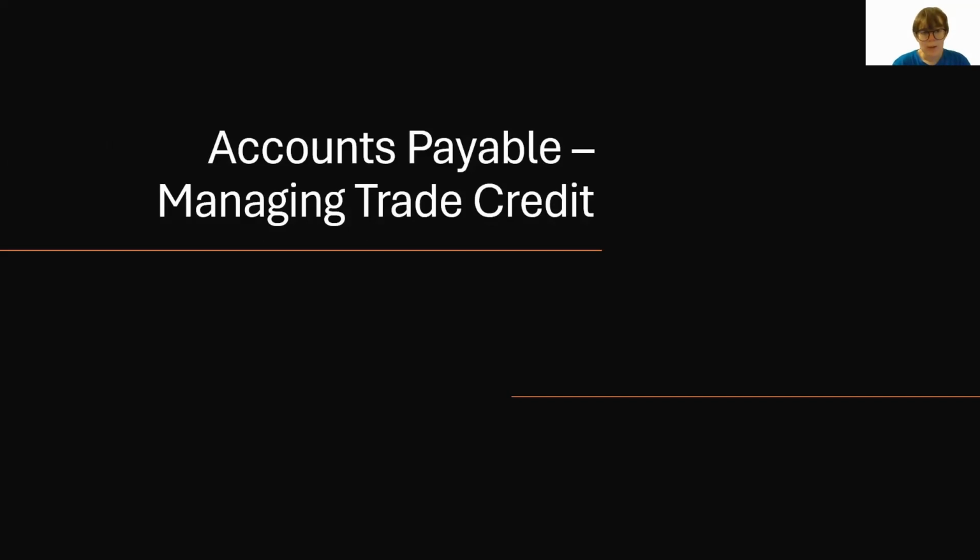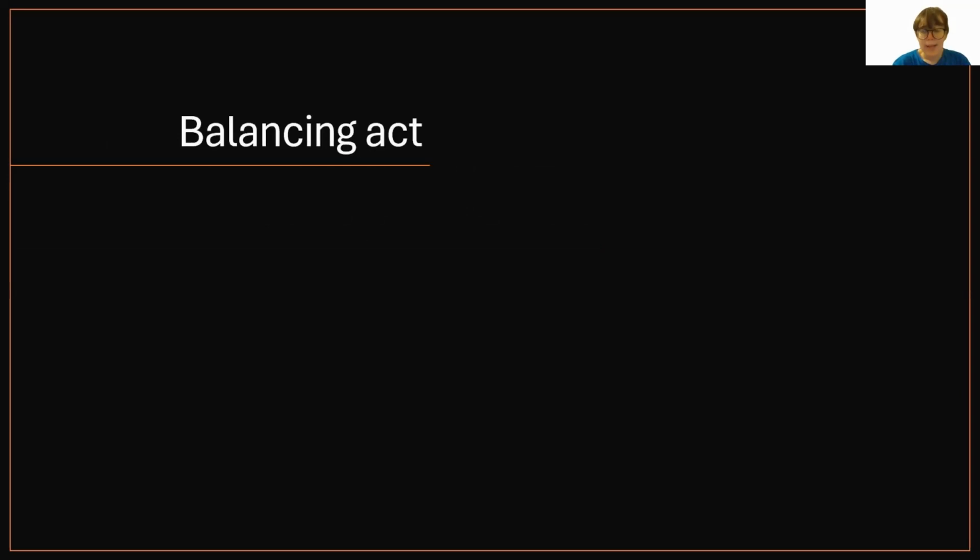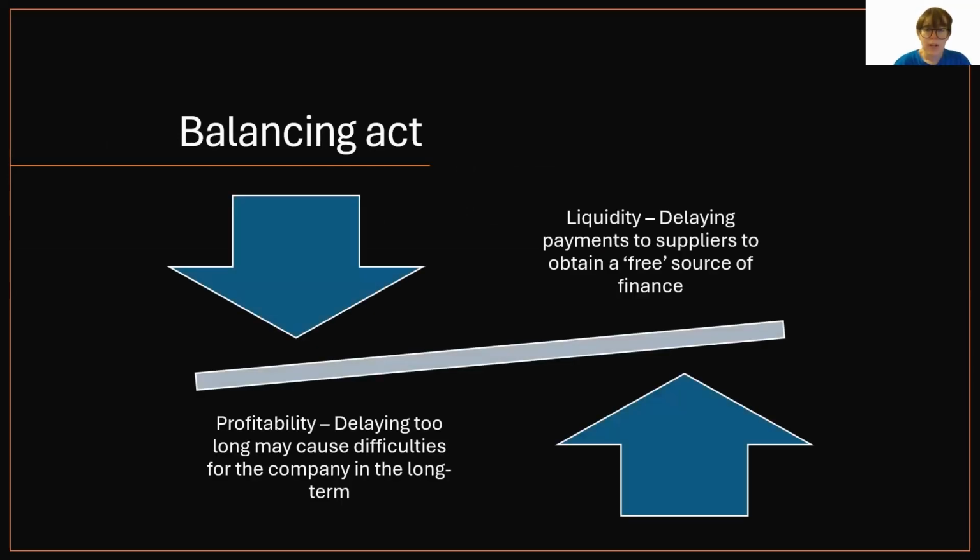Moving on then to accounts payable and managing trade credit. Again, we have a balancing act. So it's the trade-off between profitability and liquidity. So with this, if we delay too long, it may cause difficulties for the company in the long term, causing profitability issues. If we delay payments to suppliers to obtain a free source of finance, we may run into a liquidity problem.